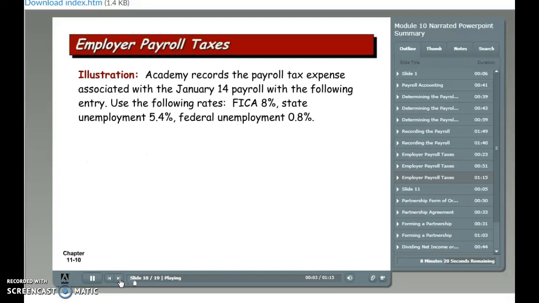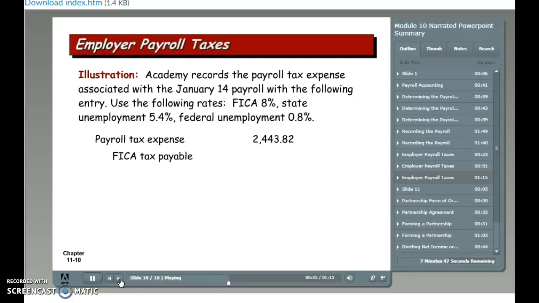To illustrate, assume all of the $17,210 of gross wages are subject to unemployment taxes. This is to be expected because it would be unusual for an employee to have already earned more than $7,000 as of January 14. The journal entry to record employer payroll taxes includes a debit to payroll tax expense. The amount can be left blank until FICA, state unemployment, and federal unemployment are calculated.